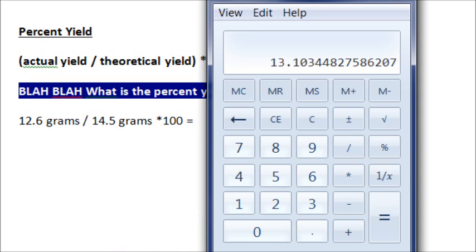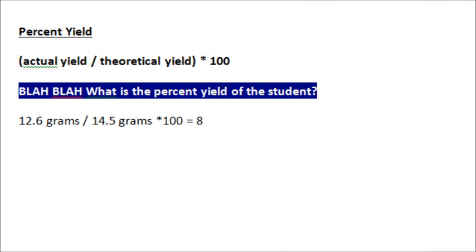Equals 12.6 divided by 14.5, which is 86.9% yield, which is a pretty good percent yield. And that is your answer. So that's how you do percent error and percent yield.